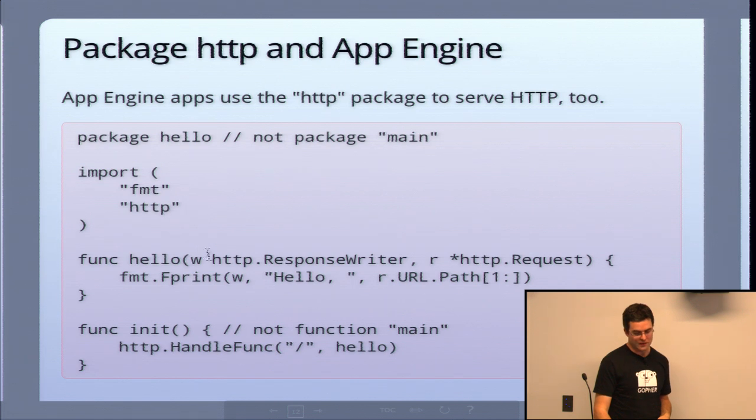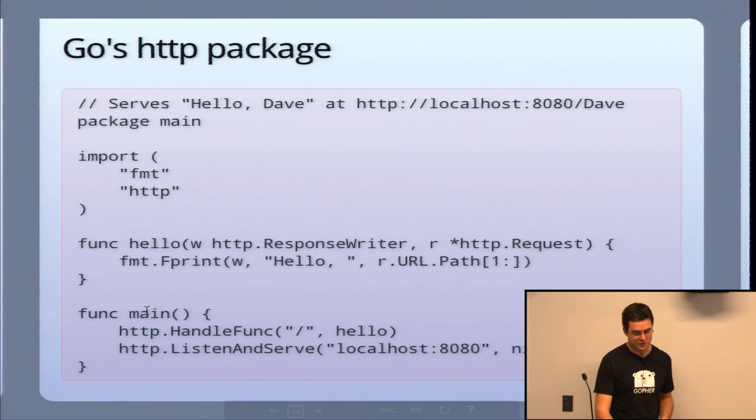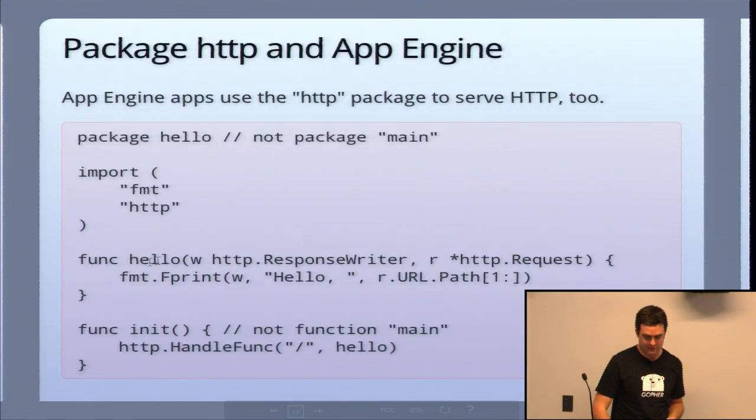And so the other difference is that we use an init function to register our HTTP handler with the HTTP package. In this standalone Go program, we have package main, but in our hello package, in our AppEngine app, we use an init function, and these init functions are run before main. So that's how you do that.